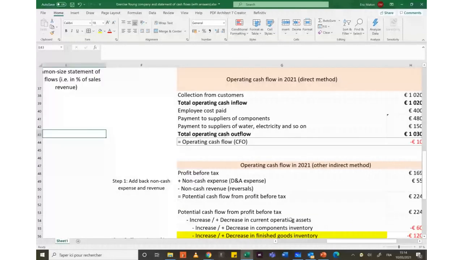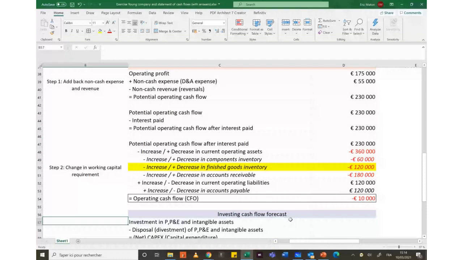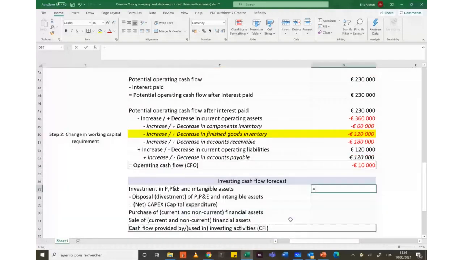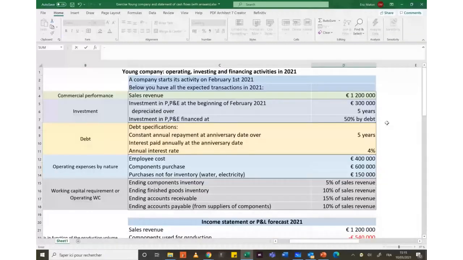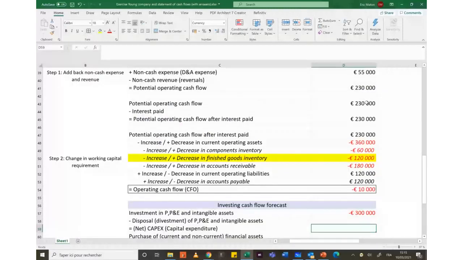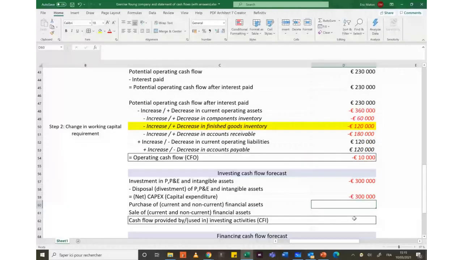Now we can continue with the investing cash flow. So we have the investment in property, plant, equipment. So it's a negative amount, the cash outflow, we invest 300,000. We don't sell some property, plant, equipment, or intangible assets. So the net capex is the sum of the two, minus 300,000. If we want the free cash flow, we take the minus 10, minus 300,000. So the free cash flow is minus 310.